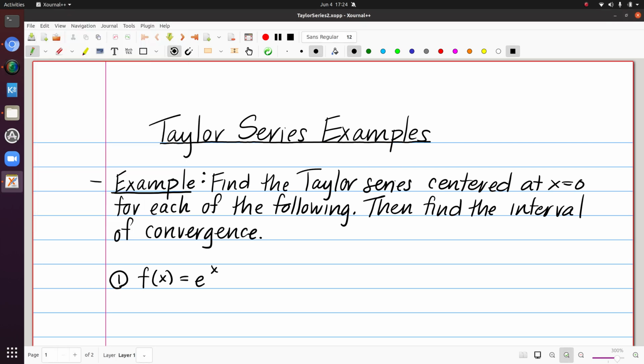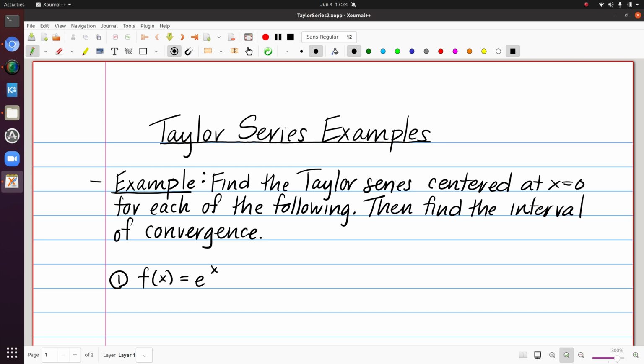In this video, I'd like to go through some examples of some special functions so that we can find their Taylor series centered at 0. And then as we move forward, we're going to want to look back to these when we start to, again, expand the types of functions for which we want to find Taylor series.